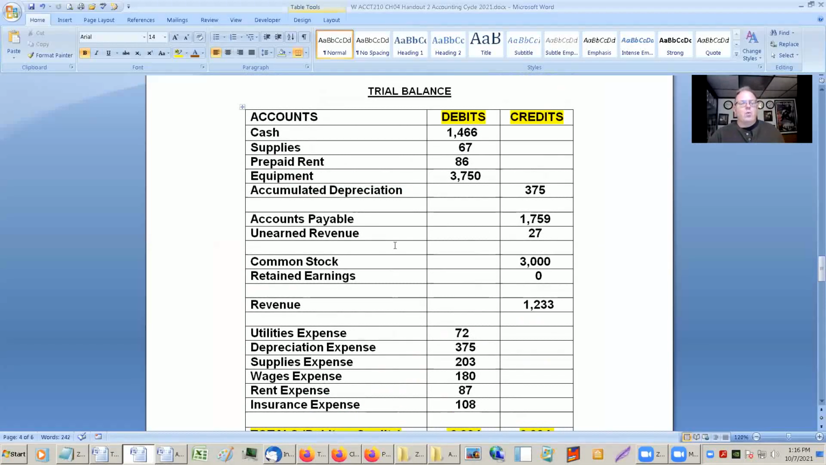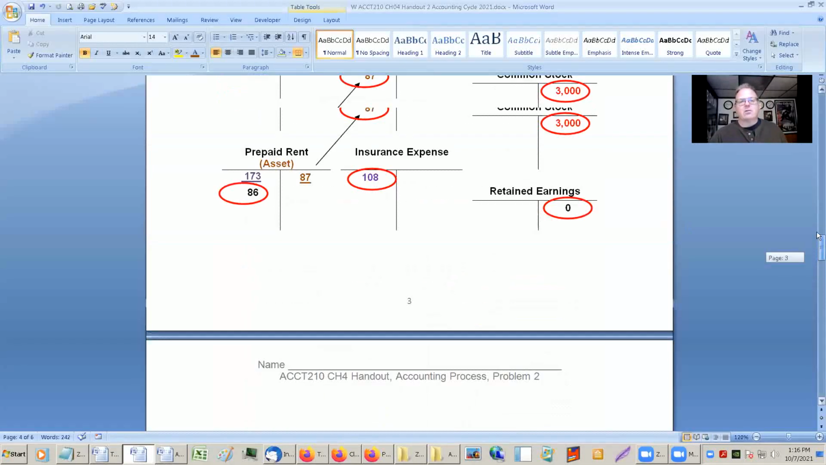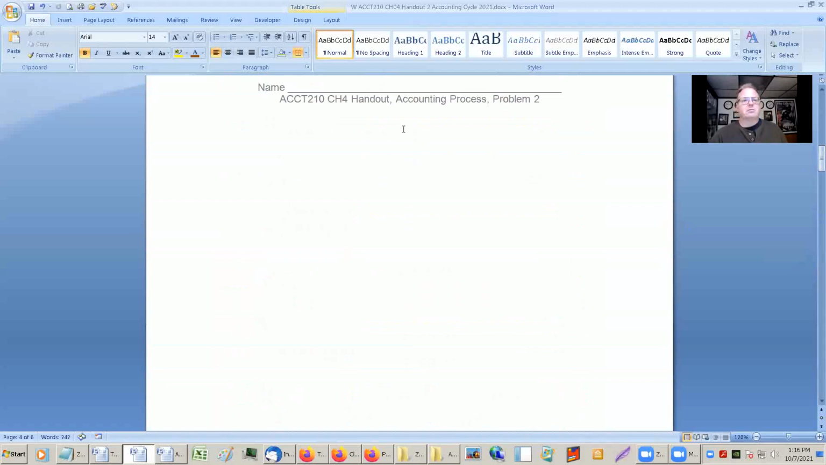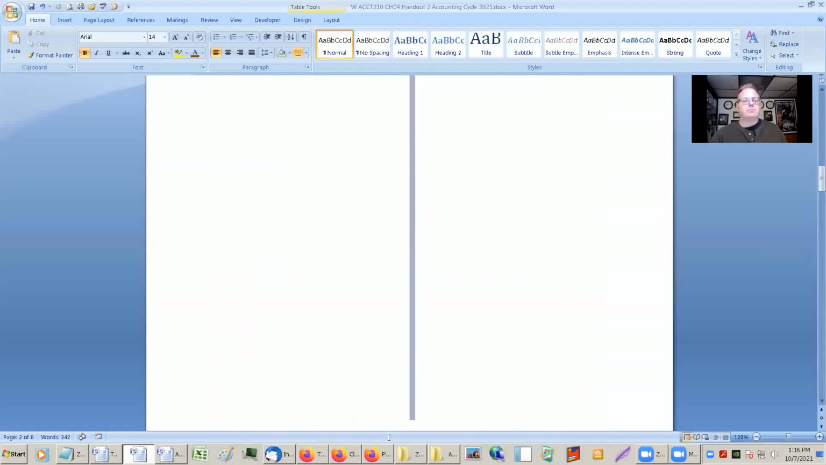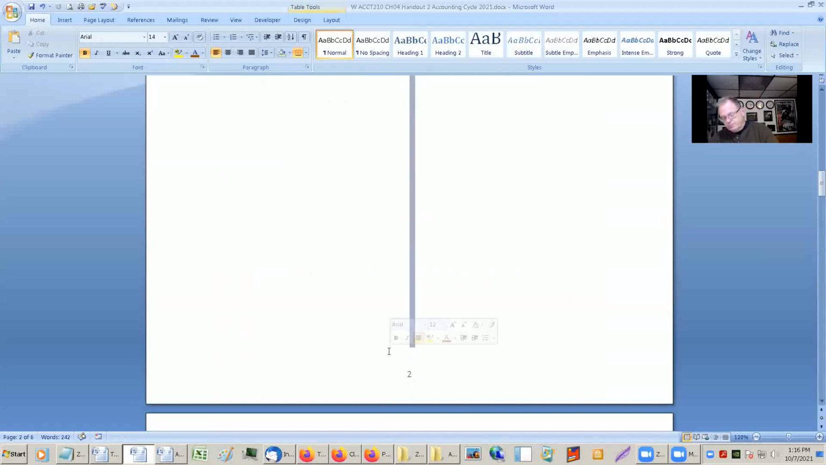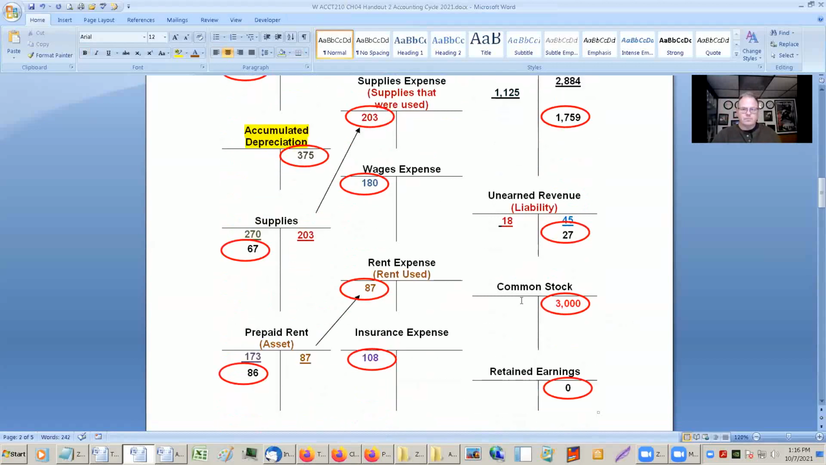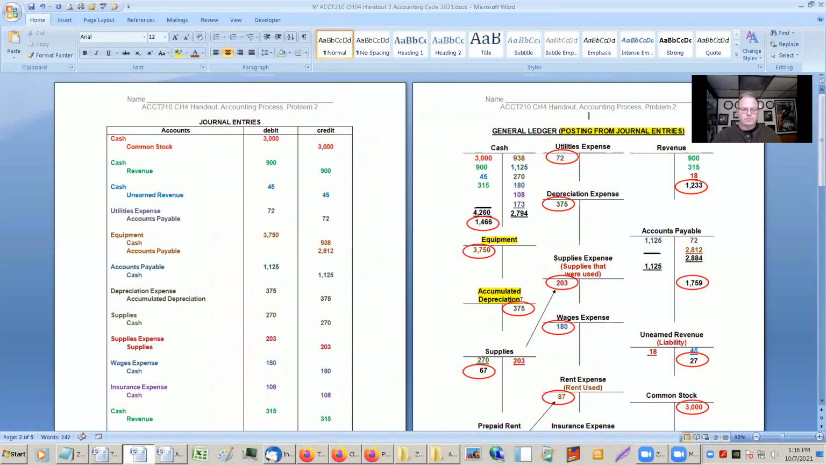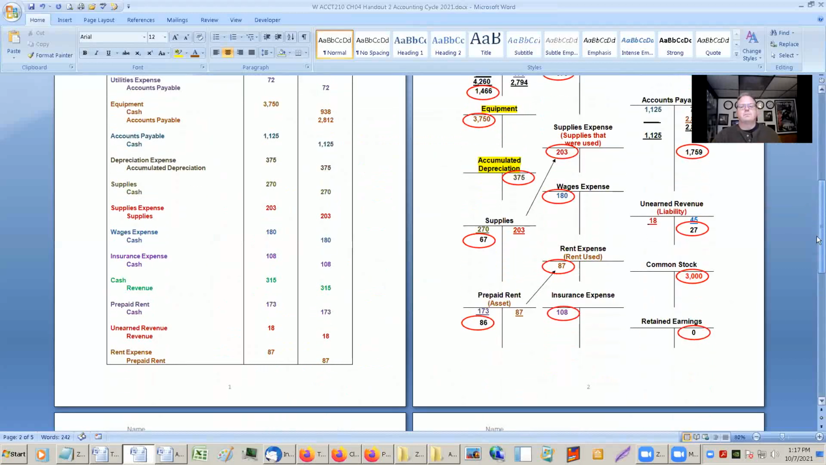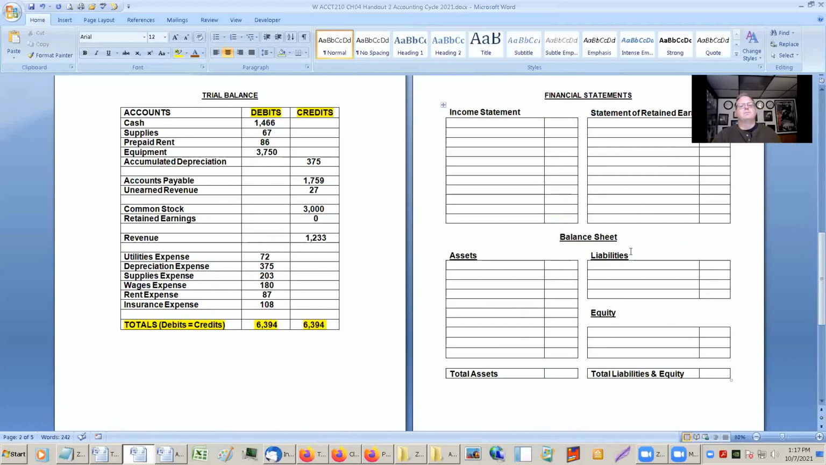Okay. Well, from this, we should be able to make our income statement. Okay. So income statement, we have revenues.